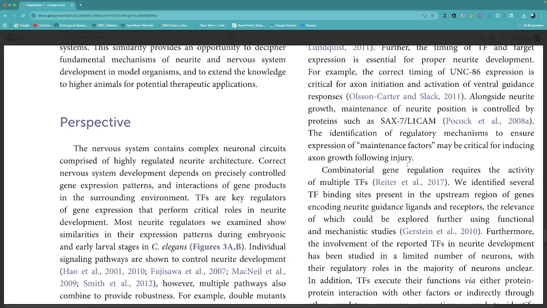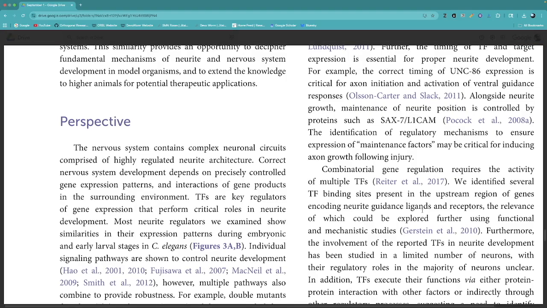So one of the reasons why they looked at this list of genes and built all these heat maps is that combinatorial gene regulation requires the activity of multiple transcription factors. So they had to look at these heat maps and then look at these networks. One of the reasons is that genes don't act in isolation, they act in these networks, and then they act together to form this combinatorial signal.